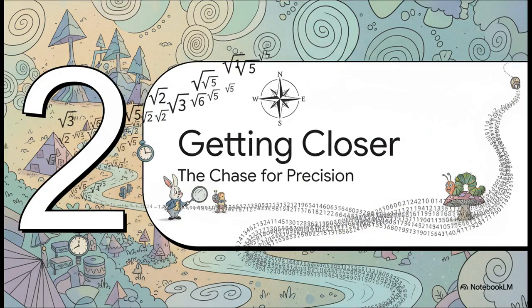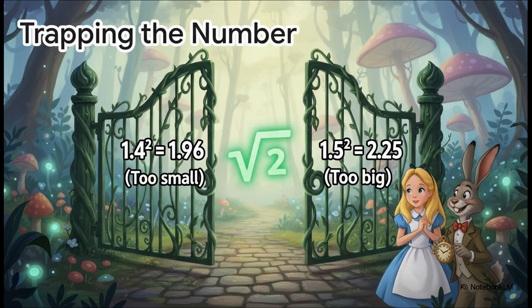Okay, so we found it on the map. We know where it lives. But what if we want to write down its address, as a decimal? Well, this is where the endless chase for precision really begins. We can play that too big, too small game again, but let's zoom in. Let's try 1.4. You square that, you get 1.96. Ooh, so close, but still too small. All right, what about 1.5? You square that and get 2.25. Too big, so we've trapped it. We know for a fact now the square root of 2 is bigger than 1.4, but smaller than 1.5.